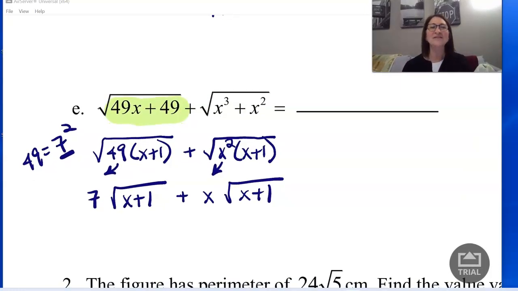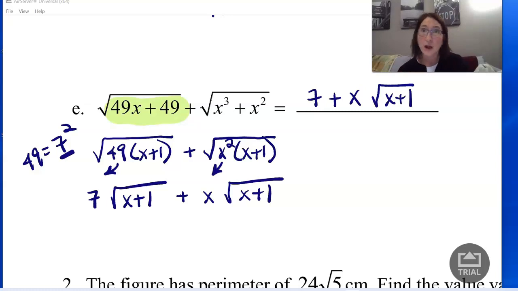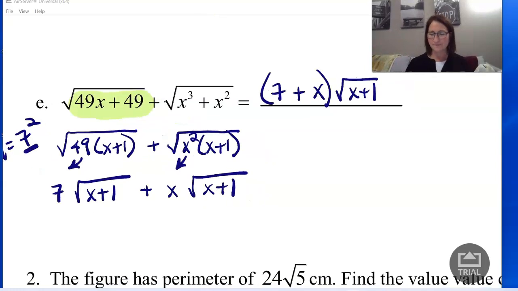But it's important that you show your answer correctly. If I wrote 7 plus x, and then I wrote square root of x plus 1, that's wrong, because it just looks like the x is being multiplied times that radical, and that's not what you intended. You need to put parentheses around that expression, 7 plus x, to show that it's that quantity, 7 plus x, that gets multiplied by that radical. Fabulous.